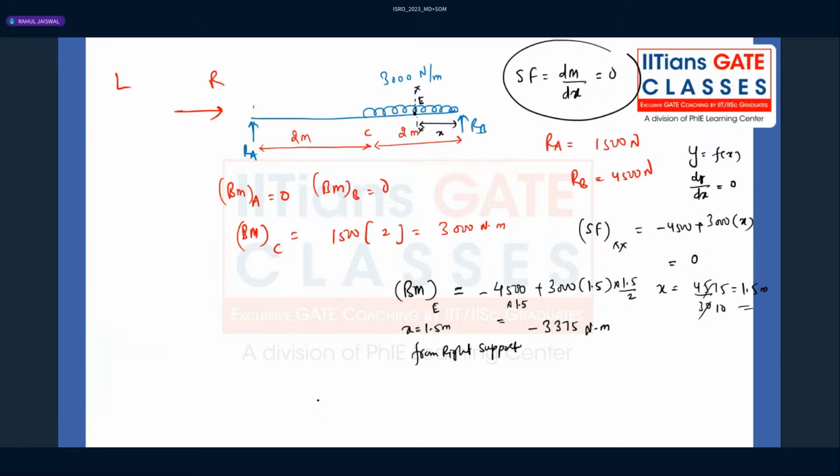Just check it out. This 4500 should be positive. This should be negative because that is like a sagging bending moment and hogging bending moment, right? Uniformly distributed load will create hogging bending moment. This RB will create sagging bending moment like this. So this should be plus. So whenever you draw the bending moment diagram, you will be getting a straight line from A to C. Then you will be getting something like this.